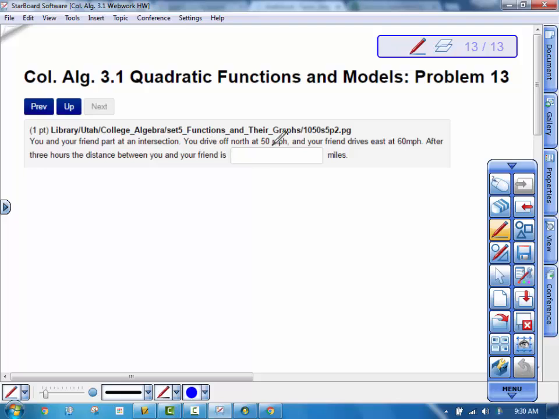All right, so the next problem then, you drive off north at 50 miles per hour, and your friend drives east at 60 miles per hour. If you both go for 3 hours, then we could get distances here, because we know distance equals rate times time. So the distance that you go is 150 miles, and the distance that your friend goes would be 3 times 60, which is 180 miles.